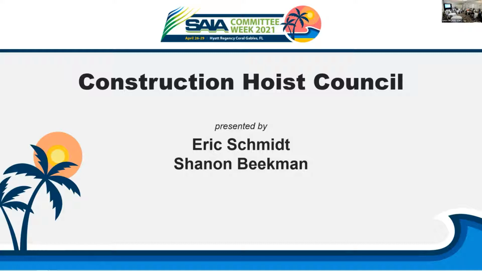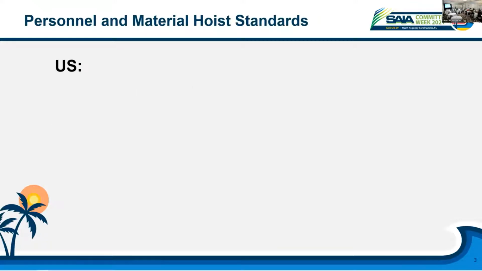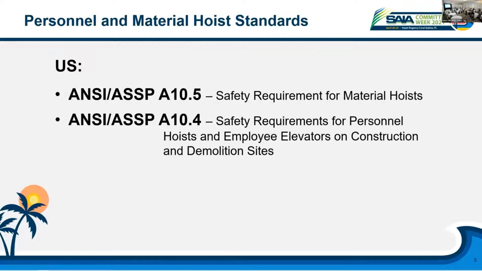All right, so I'll go ahead and start the presentation. We can't talk about the Construction Hoist Council without talking about what's going on with personnel and material hoist standards in the US and Canada. Right now in the US, we cover the ANSI ASSP A10.5, which is the safety requirements for material hoists, and then we have the ANSI ASSP A10.4, which is for personnel hoists.